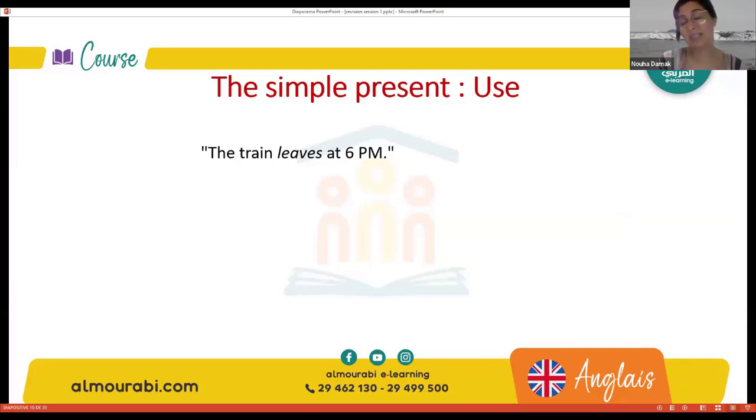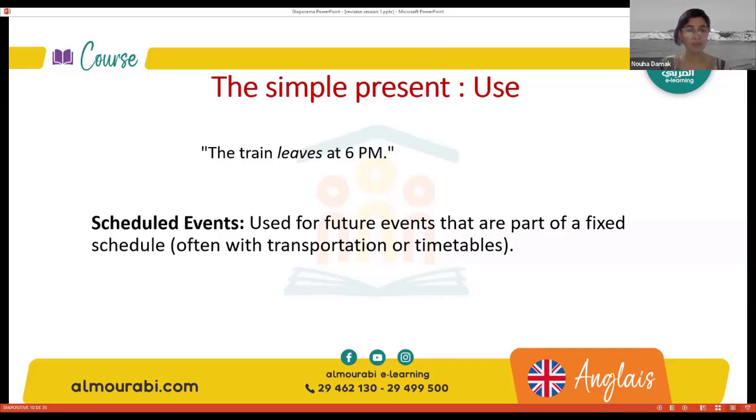Okay, the train leaves at 6 p.m. Information, maybe. Okay. It's similar to the habit, okay? It's something like a habit, but it's something that is in the schedule. So, like, I study English every Tuesday at 10, okay? It's like a habit, but something scheduled, okay? Used for future events that are part of a fixed schedule, like when we talk about transportation or a timetable, okay?